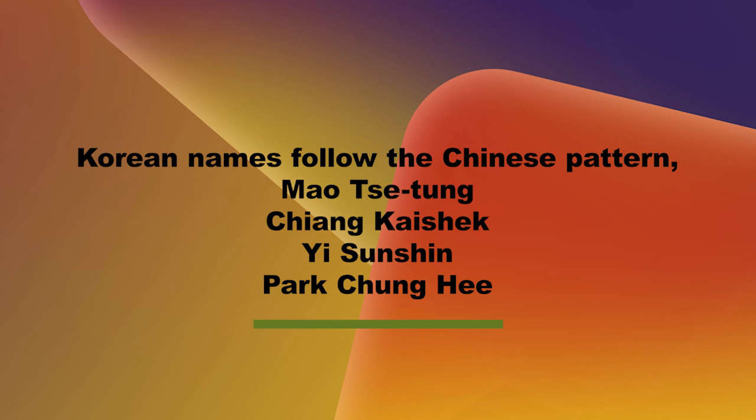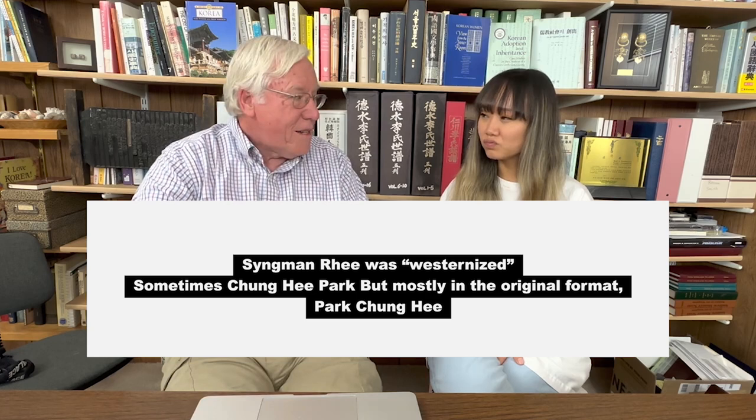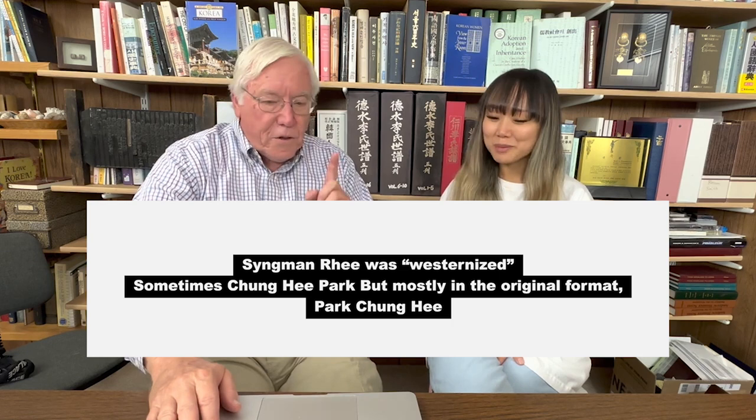Okay, so looking at Korean names. First of all, Koreans follow the Chinese patterns, like Mao Zedong, Chiang Kai-shek, or Lee Sun-shin, Park Chung-hee. So it's family name and then two given names, right? And like Park Chung-hee and Sungman Rhee. Oops, Sungman Rhee breaks the rule. Sungman Rhee is westernized, and he does Sungman first and Rhee second. It should be Lee Sungman, right? Yep. So he breaks the rule.